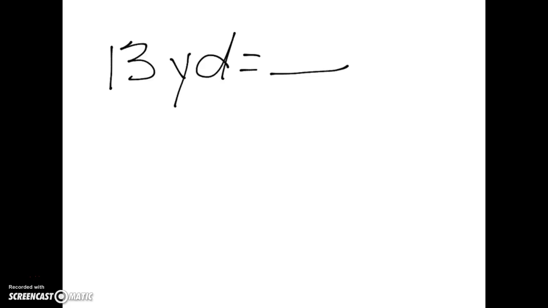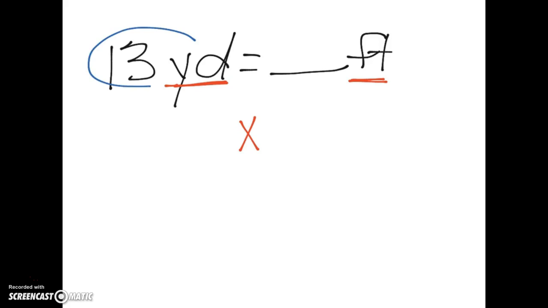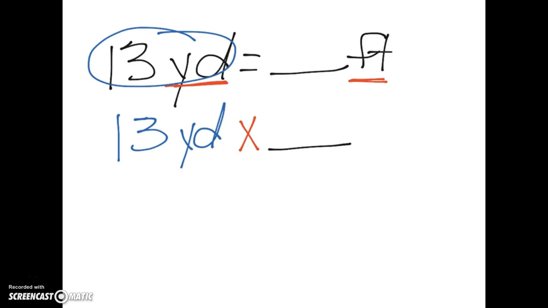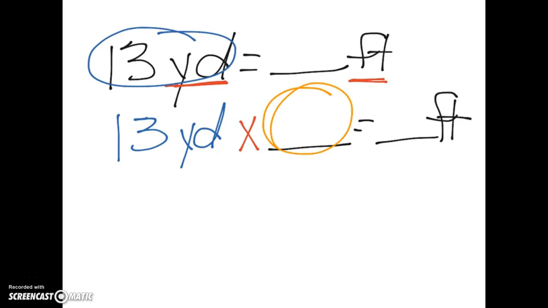Here, we're going to convert 13 yards into feet. Now I notice first off that I am switching from larger units into smaller units. So I know that I have to multiply. I also know that I have to start with the information that they gave me. So I'm starting off with 13 yards, and it has to be multiplied times something. And I also know that my answer has to be in feet. Okay? So the key here is going to be what goes in this blank. What am I multiplying by?